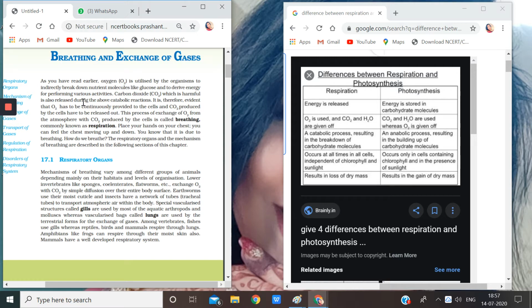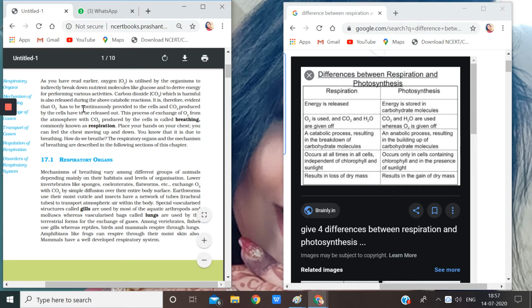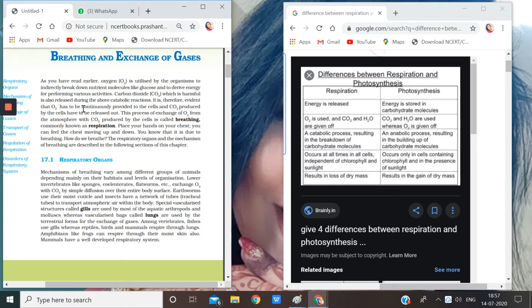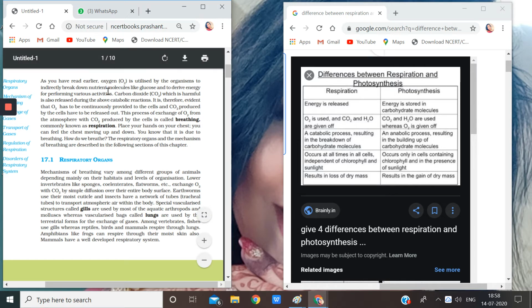The lesson's name is Breathing and Exchange of Gases. So as we start, children, I always tell my children the basic concept of respiration is to break down food to release energy. Body requires energy, and that energy they will get by breaking down the molecules of glucose. Okay, and as we see here on the third line of the page, carbon dioxide, which is harmful, is also released during the active catabolic reactions.